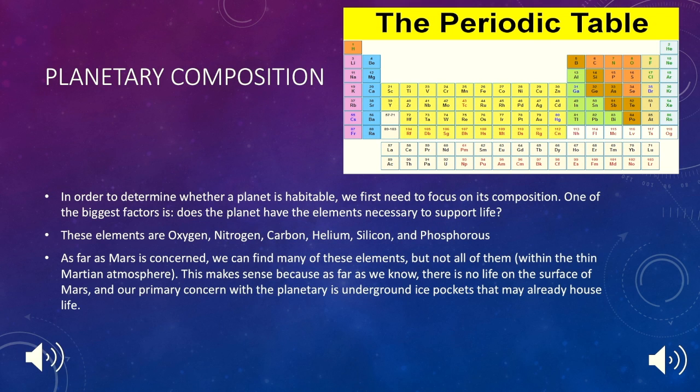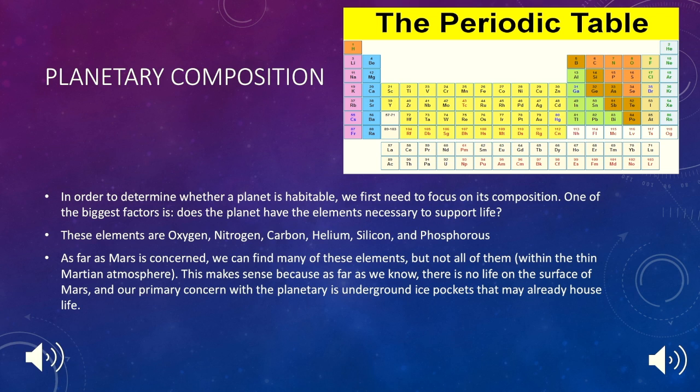First, we look at the planetary composition. In order to determine whether a planet's habitable, we first need to focus on its composition. One of the biggest factors is, does the planet have the necessary elements to support life? These elements are oxygen, nitrogen, carbon, helium, silicon, and phosphorus, or SPONCH for short. If you look at the top right, the orange elements will show you those, minus selenium.